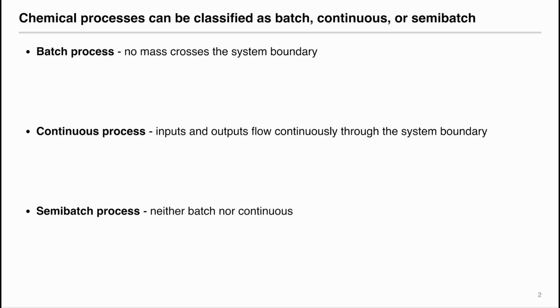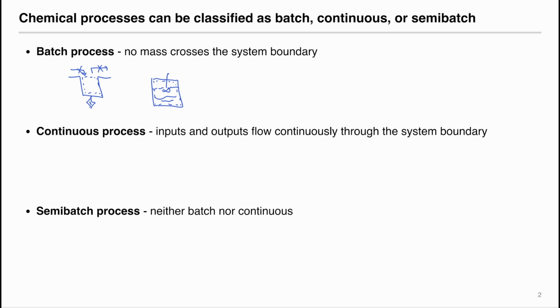For example, if we consider a pot on the stove, we only add stuff into the pot before the cooking process begins. And if we draw a system boundary within the pot, there will be no in and out during the cooking process. Similarly, in chemical processes, if we have a vessel that is enclosed and there is no in and out, and it only has the things that it has in the beginning, it is a batch process because no mass crosses the system boundary of that vessel.